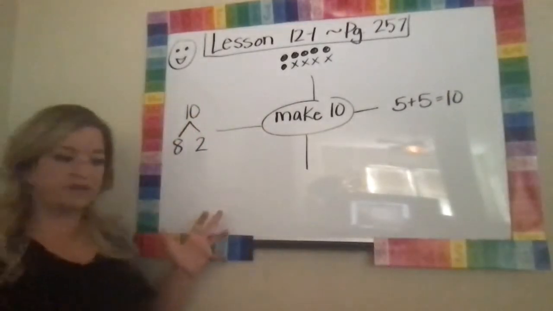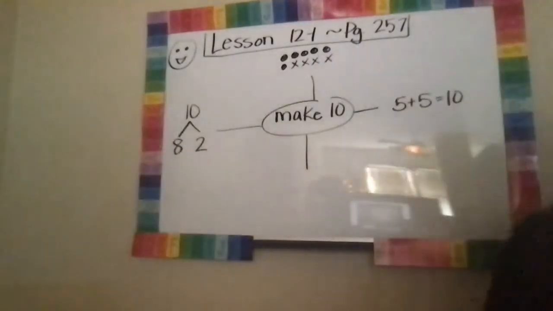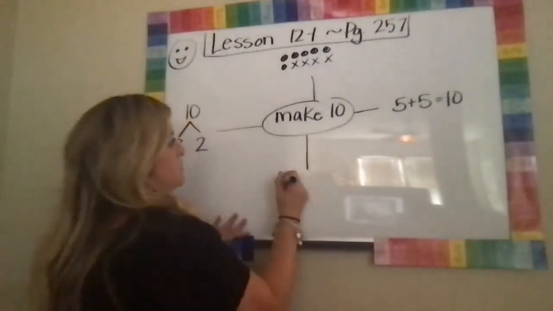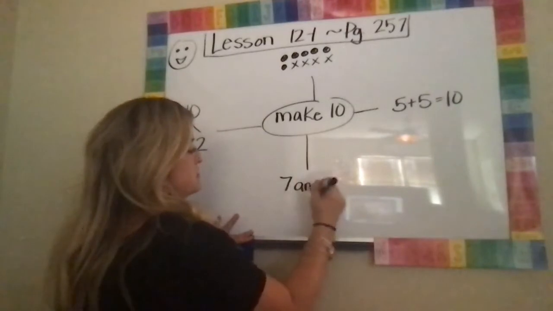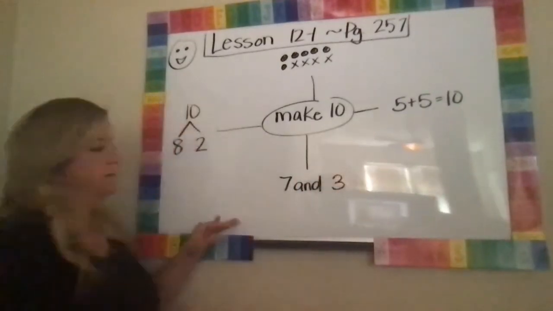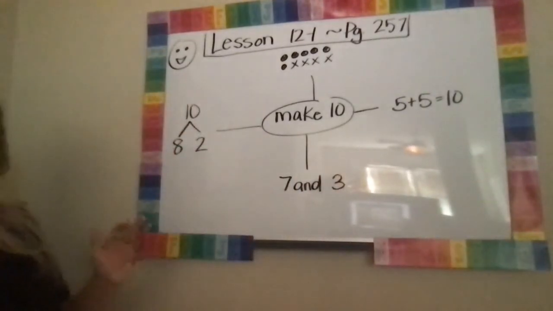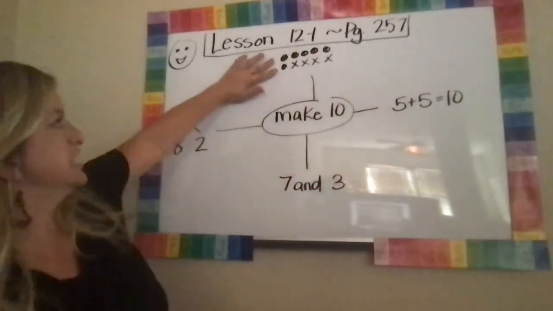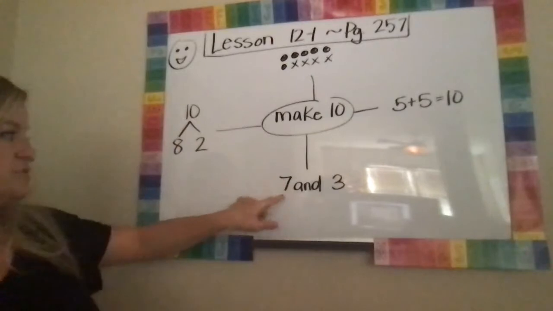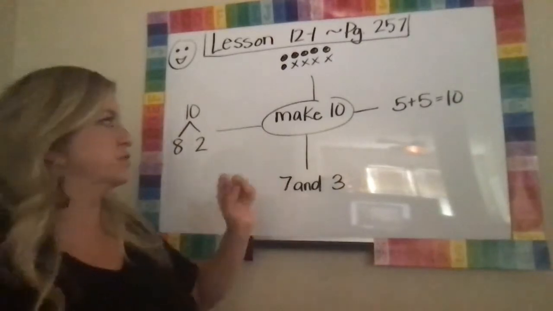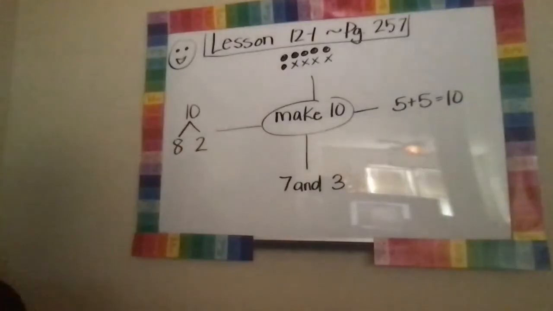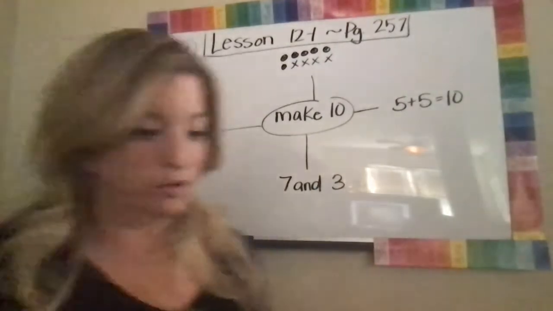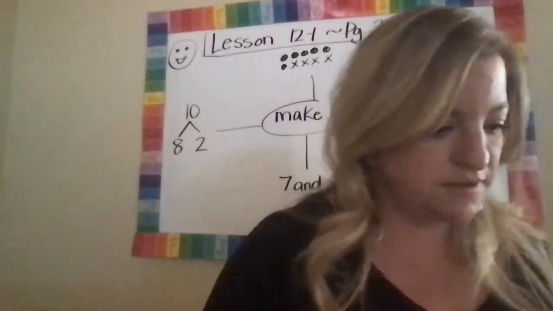So these are all the different ways I can make 10. And then I could also just write another one, which is 7 and 3. Okay. So here I have a number bond, here I have an equation, here I have a tens frame, and here I just write down 7 and 3. I know these are all friends of 10. So write those down, and then I will erase it.